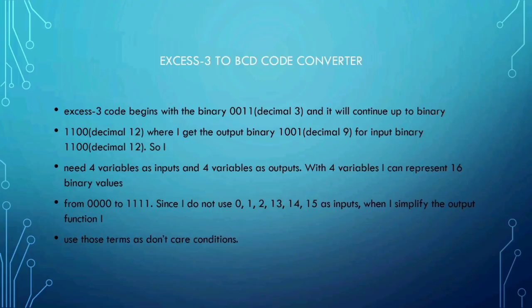XS3 code begins with the binary 0011, decimal 3, and it will continue up to binary 1100, where I get the output binary 1001 for input binary 1100. So I need 4 variables as inputs and 4 variables as outputs. With 4 variables I can represent 16 binary values from 0000 to 1111. Since I do not use 0, 1, 2, 13, 14, 15 as inputs, when I simplify the output function, I use those terms as don't care conditions.